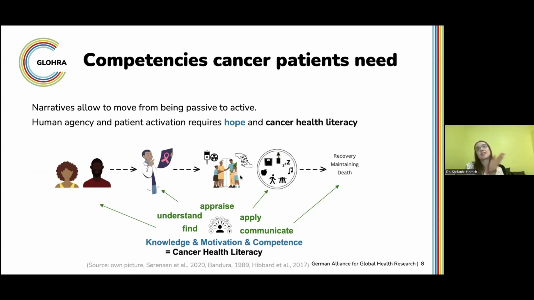And cancer health literacy is necessary across the entire trajectory from awareness all the way through treatment and recovering. And cancer health literacy is defined as the finding, understanding, embracing, applying, and communicating information related to cancer. So we see narratives could be useful not only for raising awareness, but also for improving competences.